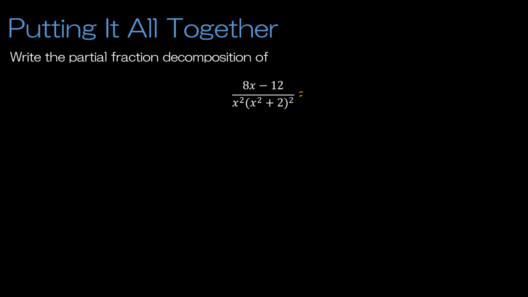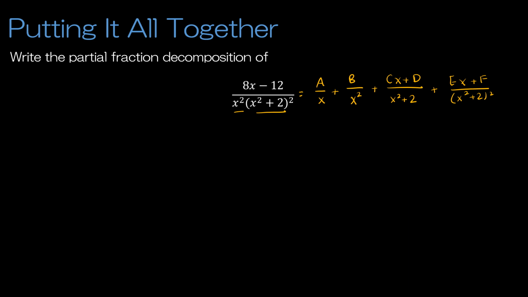So first thing I need to do is to be able to rewrite this correctly. I have x squared, which means I'm going to have an a divided by x and a b divided by x squared. So that's my 2 linear factors. And then I've got 2 quadratic factors. So I'm going to have cx plus d over x squared plus 2 to the first, and then ex plus f over x squared plus 2 quantity squared. So that's step 1.